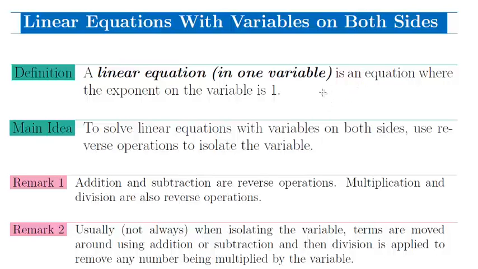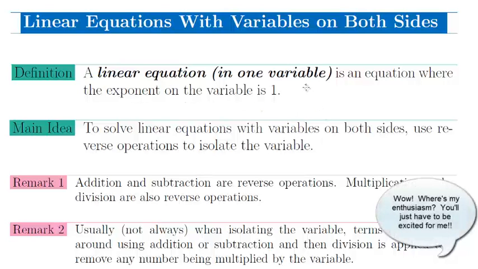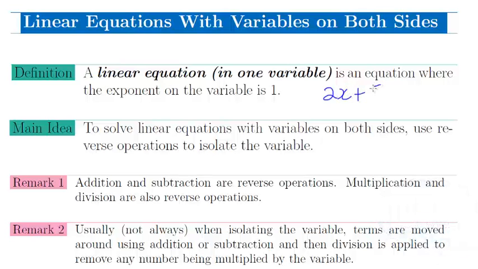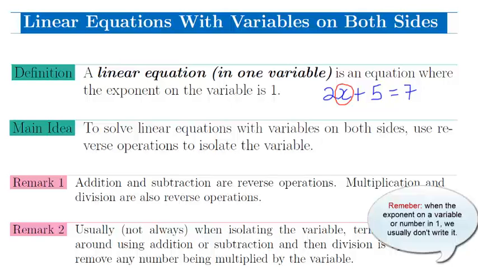This topic is about linear equations in one variable. The definition of a linear equation is an equation where the exponent on the variable is 1. So something like 2x plus 5 equals 7 would be an example of a linear equation because the variable x has an exponent of 1, even though it's not written there.